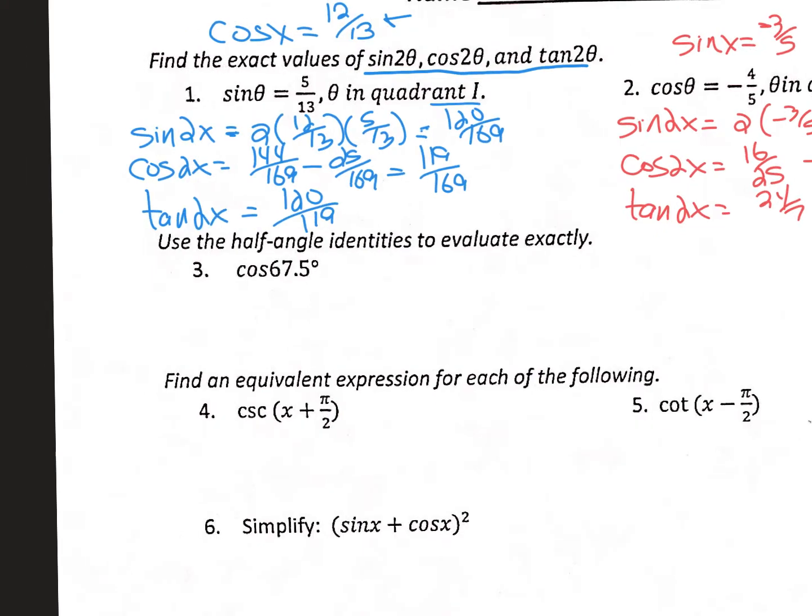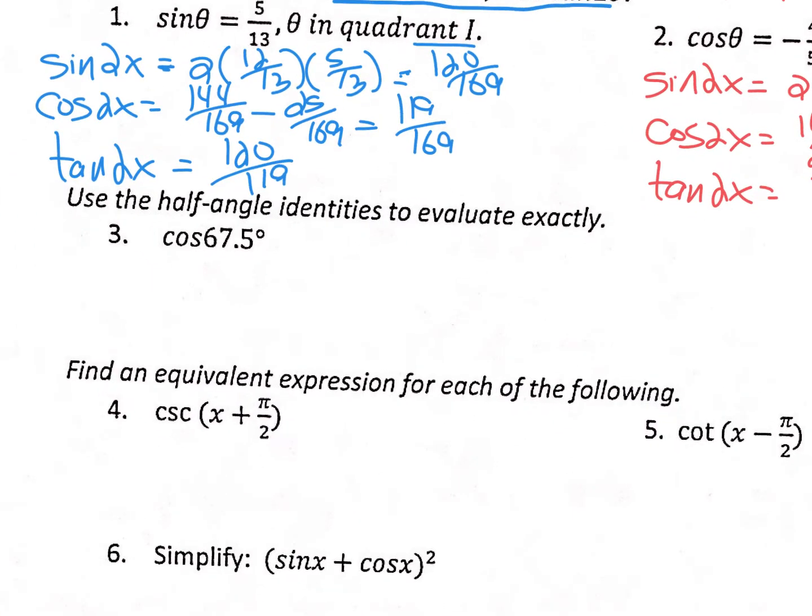All right, number 3, use the half angle. The half angle formulas are on your identity page on the back. This one says cosine 67.5. What we're going to do, it's half of an angle that we know. So what I'm going to do is I'm going to double 67.5, which would give me 135 over 2, because 135 over 2 is 67.5.